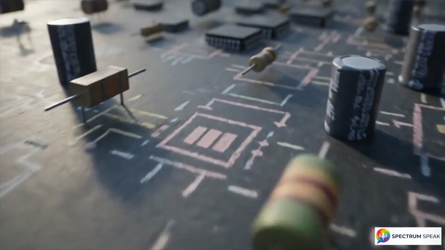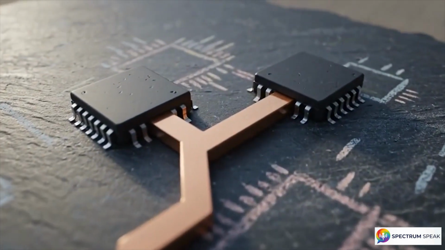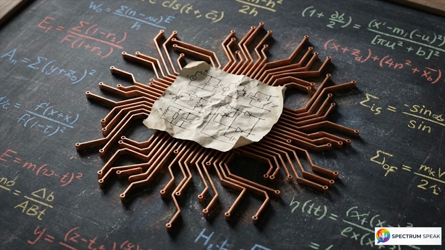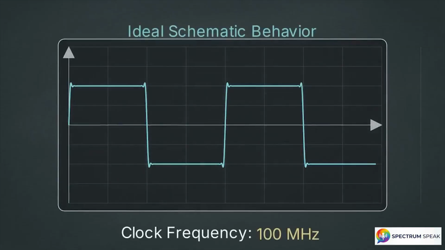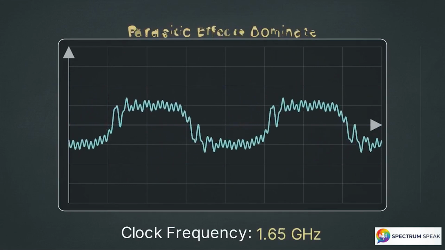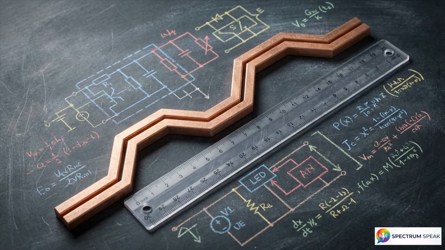In standard sophomore electrical engineering circuit theory, we always analyze electrical behavior using a perfectly idealized instantaneous model. But this model completely ignores the physical reality of high-speed digital design. When we push signals into the high megahertz and gigahertz range, standard schematic analysis fails, resulting in complete signal integrity collapse.